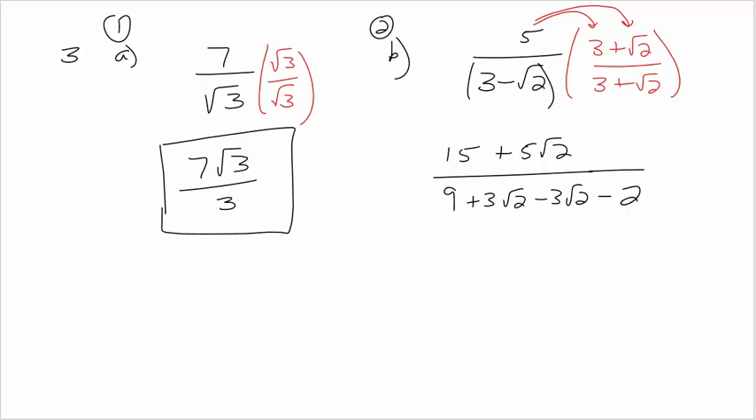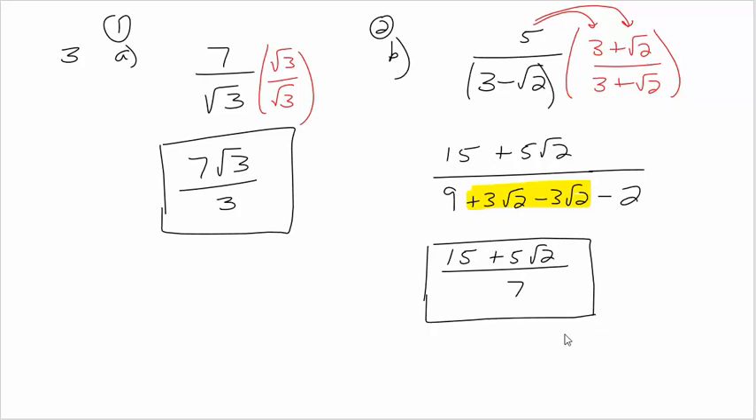So when you multiply by the conjugate, you're always going to get this situation where the radicals drop out, sort of like difference of squares. So in the top we have 15 plus 5 root 2, and in the bottom we have 7. We've rationalized the denominator because there are no more radicals in the denominator.